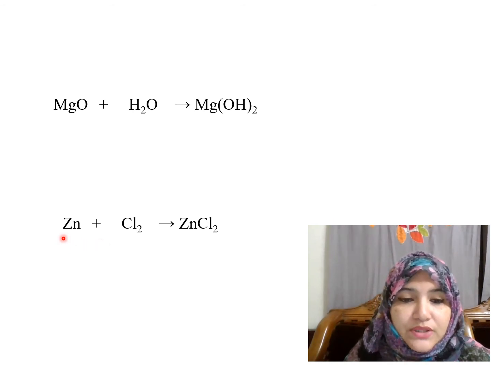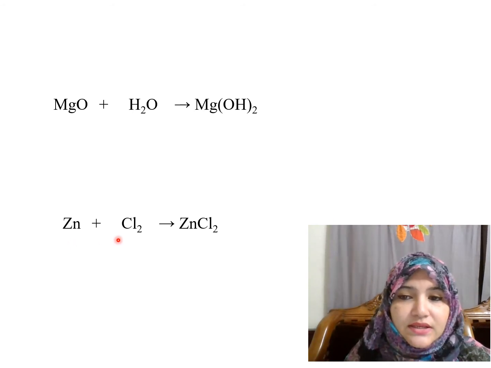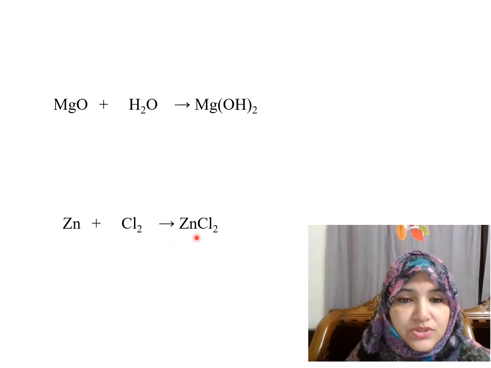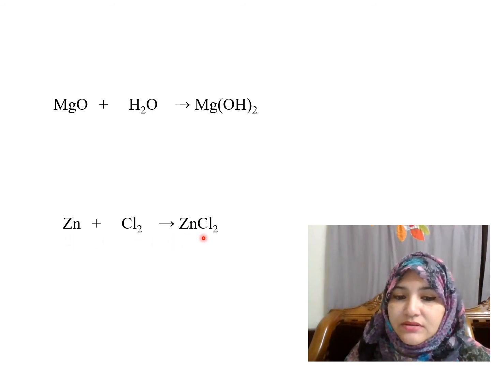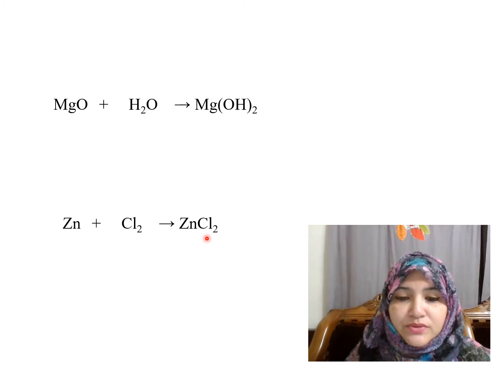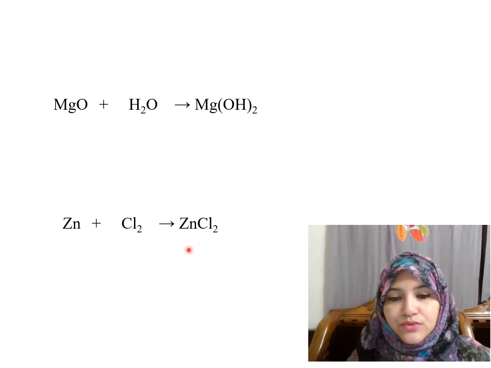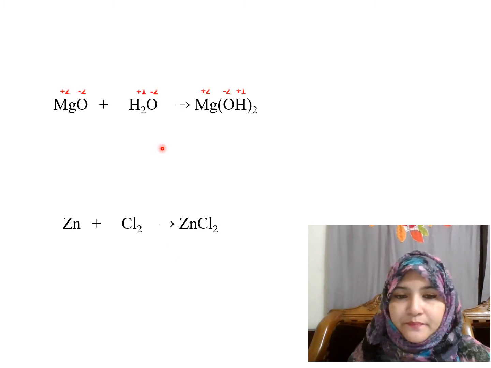But if you look at the second example, we have a pure element, zinc, and then that same element is part of a zinc chloride compound on the product side. So the second example is a redox reaction, and now let's prove it using oxidation numbers.